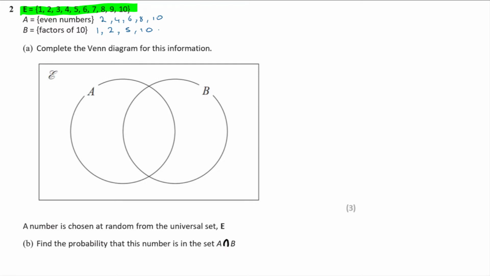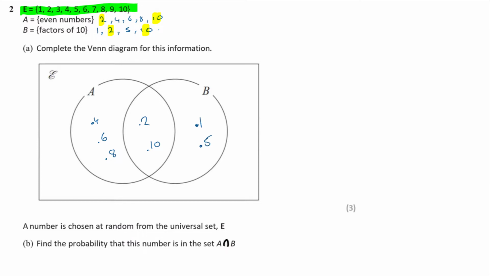Okay, so which ones are on both? Can you see I've got a 2 and a 10 on both? So I'm going to start with those. I'm going to put those in the middle. 2 goes in the middle, 10 goes in the middle. And then what else have I got? My even numbers that are not factors of 10 are 4, 6, and 8. So 4, 6, and 8. And my factors of 10 that are not even are 1 and 5.